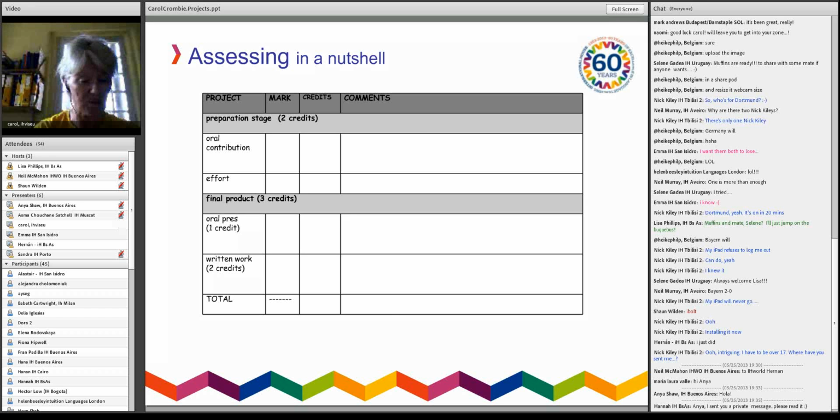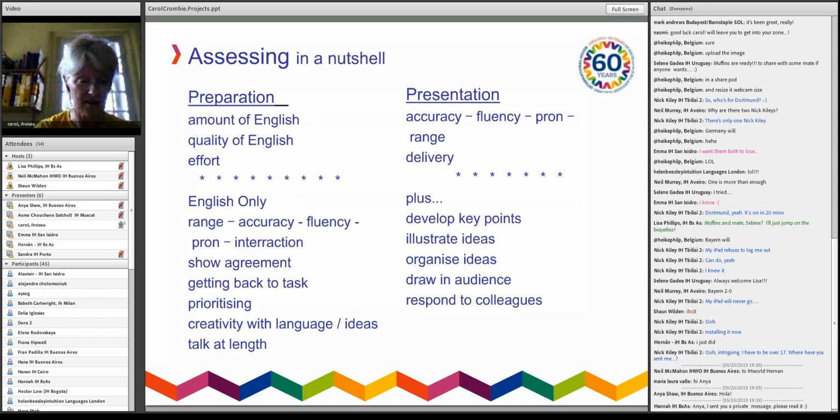This has been undergoing a bit of an overhaul this year. So here we've got some of the criteria that teachers are considering when they're assessing the project. Above the little starry line, you can see that before we really did just consider the amount of English, whether it was Portuguese or English, and the quality of the language being used, with a little bit of a nod to effort. We're now attempting to become much more specific, with a view to helping students work towards improving in further work. So our prime concern is still using English only, and then there are the usual suspects of range, accuracy, fluency, pronunciation, interaction.